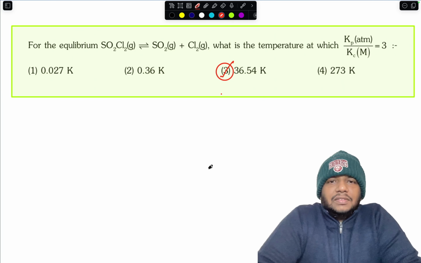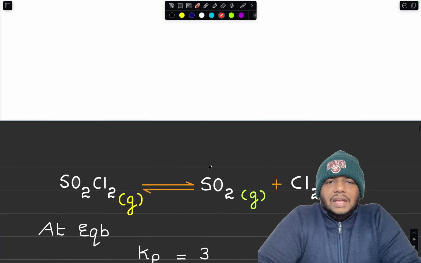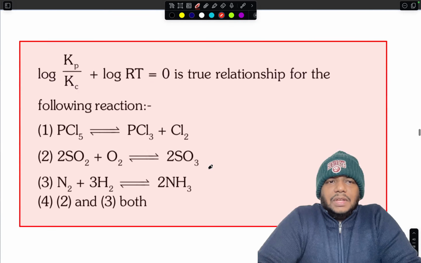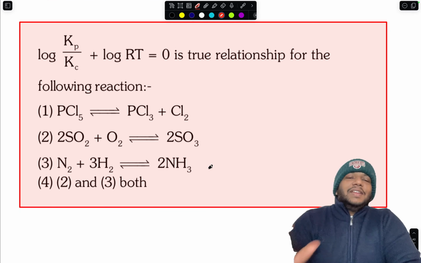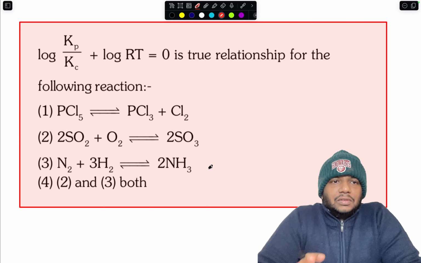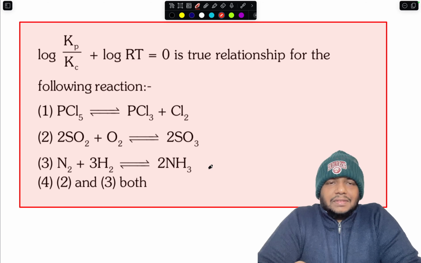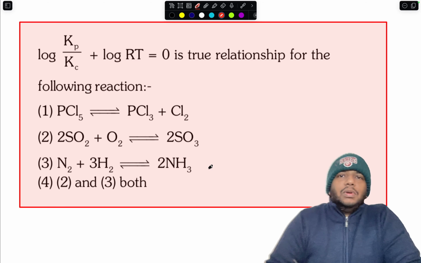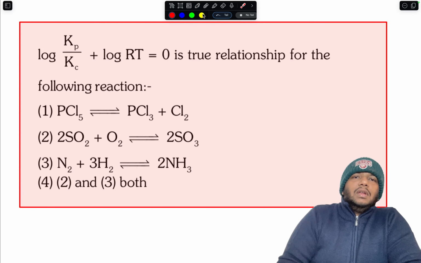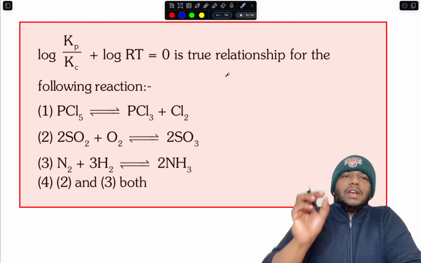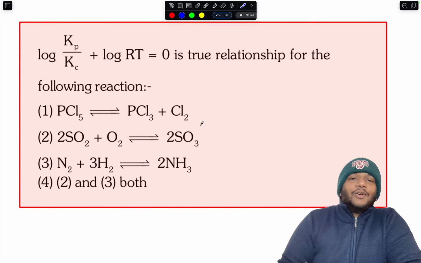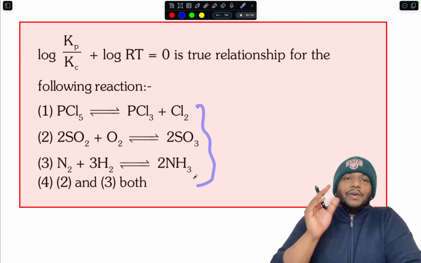Yep, so you can practice all these questions. These are very important. And coming to the last question, this is a very, very important question for the day. Log Kp by Kc plus log RT is equal to 0 is a true relationship for which of the following reactions?